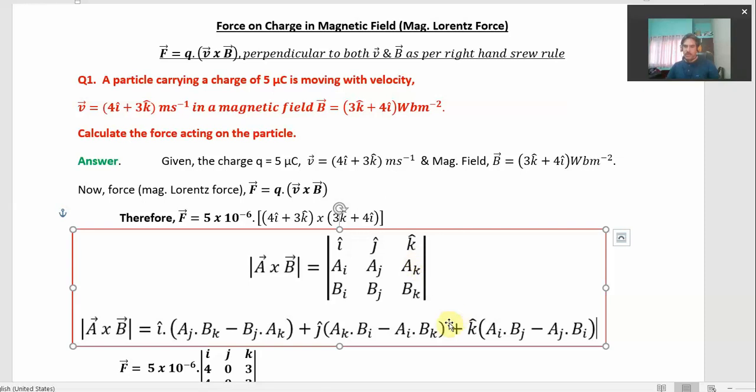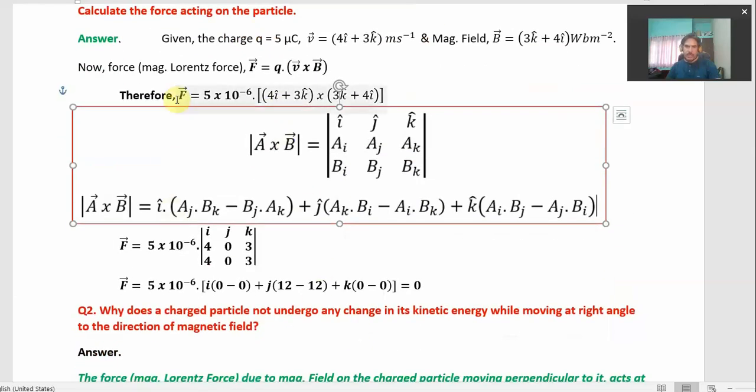And similarly, plus k, we write the third term by omitting the row containing the k and the column containing the k. So we are left with only these two rows and columns. So it is ai bj minus, again from the formula, bi aj. So this is how we write or solve the cross product of any two given vectors. So in line with these, we now solve this.